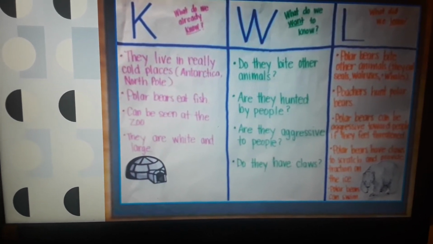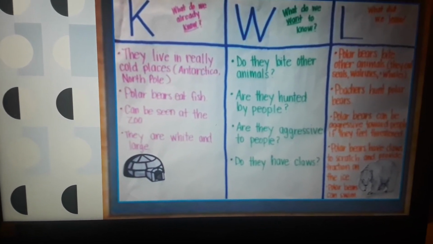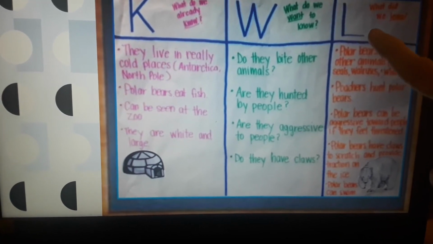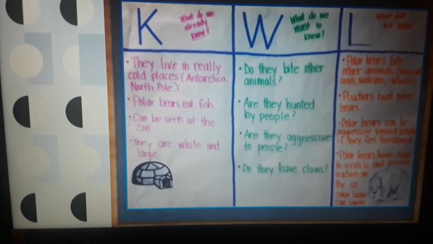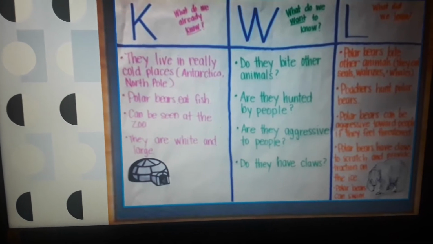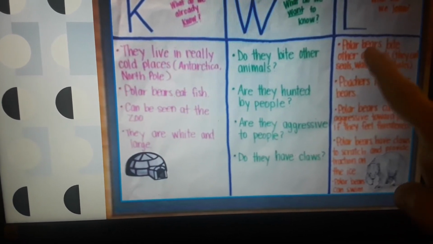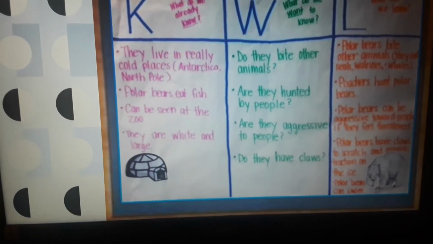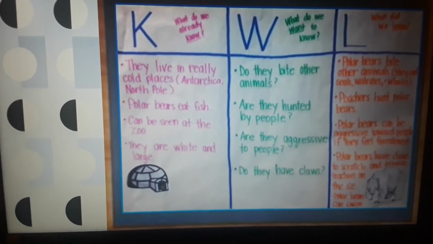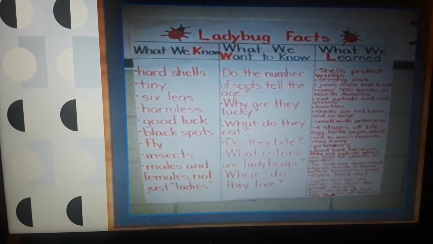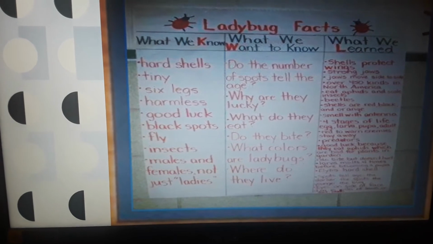After we completed the story, we would go into the L column. What did we learn, class? Polar bears bite other animals. Ouch! Let's take a look at another example.